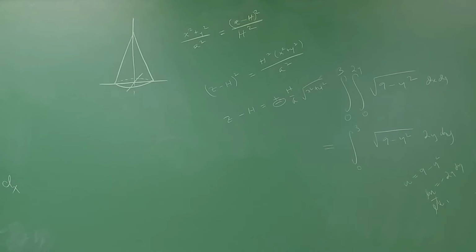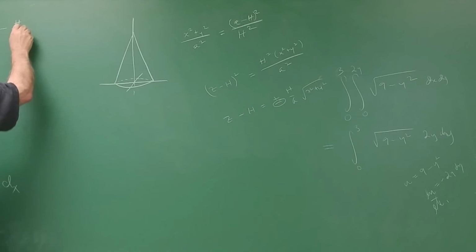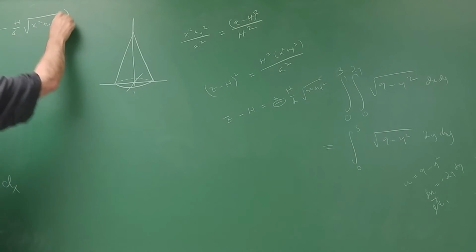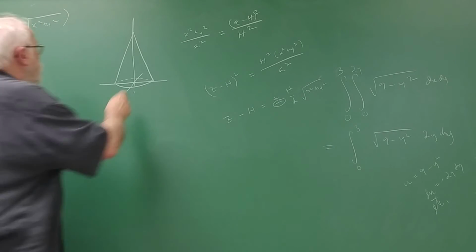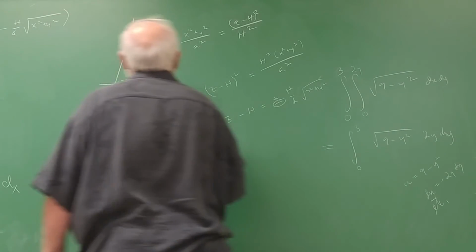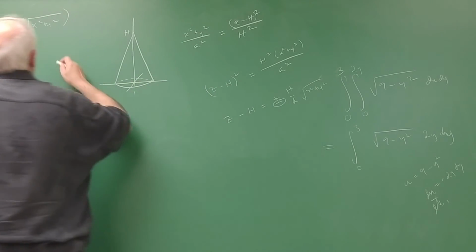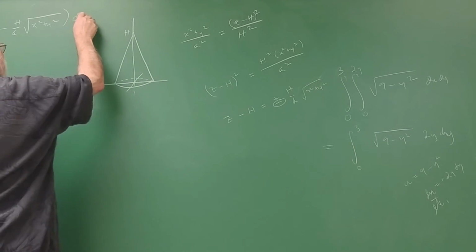So the volume is going to be a double integral over the disk. The base is a disk here. And I'm going to have that function, h minus h over a times the square root of x squared plus y squared. Why did you pick a minus? Here's h. If I did h plus, it would go that way, but I need h minus.